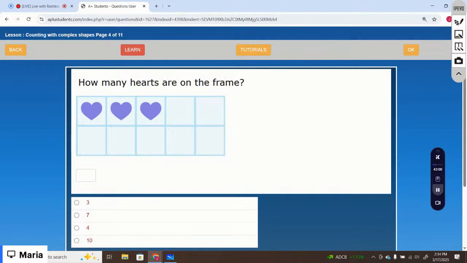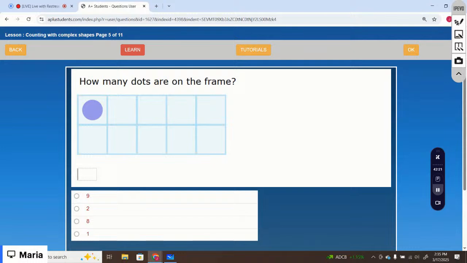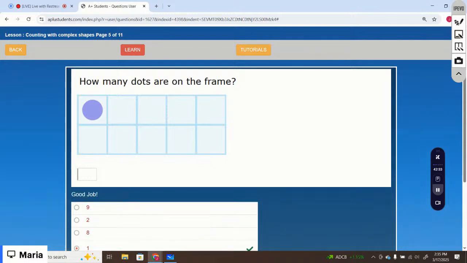How many hearts are on the frame? One, two, three. Option number one is the correct option. The three hearts are there. Only one dot. The last option is the correct option.